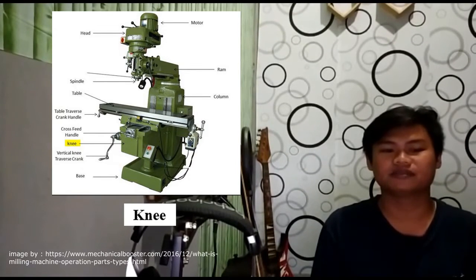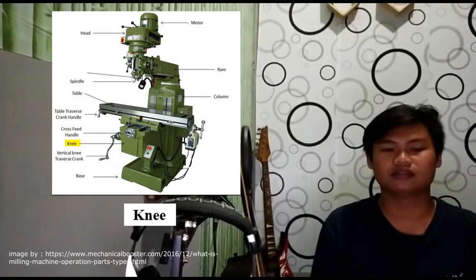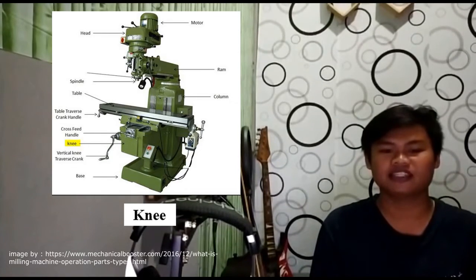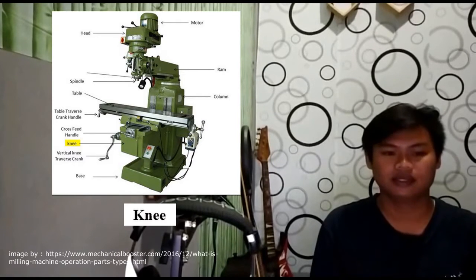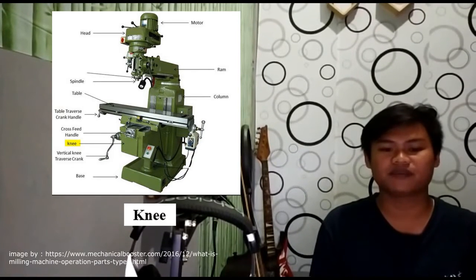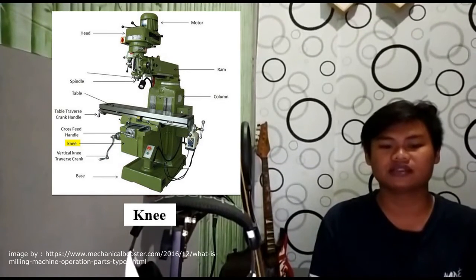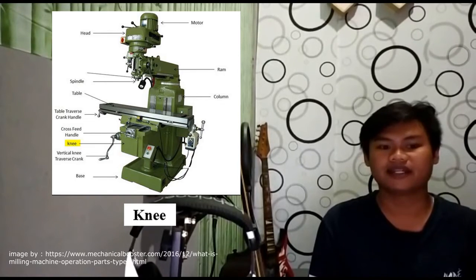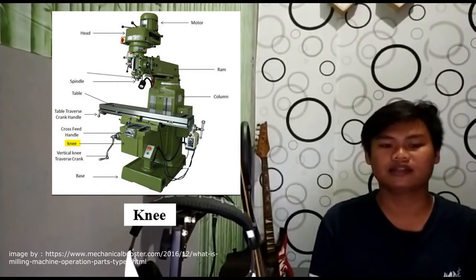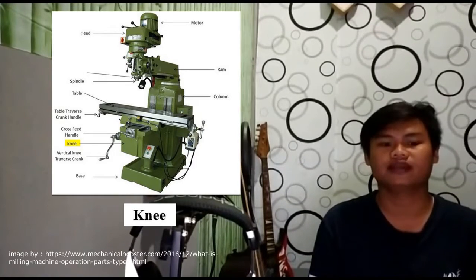2. Knee. It is a casting that supports the saddle and table. All gearing mechanism is enclosed within the knee. It is passed to the column by dovetail ways. The knee is supported and adjusted by a vertical positioning screw or elevating screw. The elevating screw is used to adjust the knee up and down by raising or lowering the lever either with the help of hand or power feed.